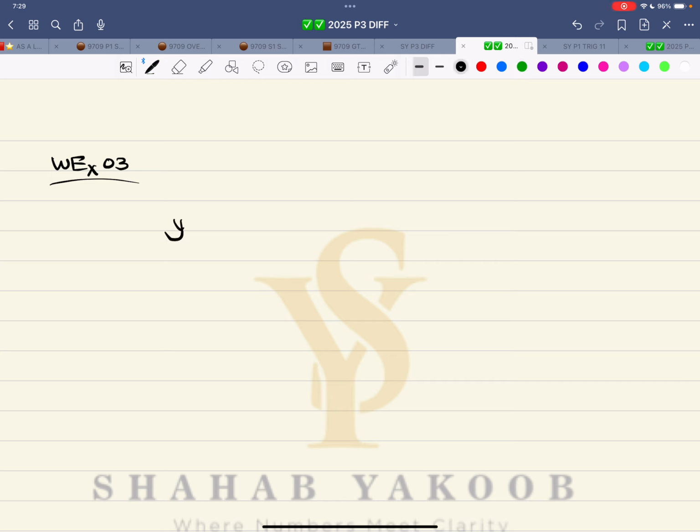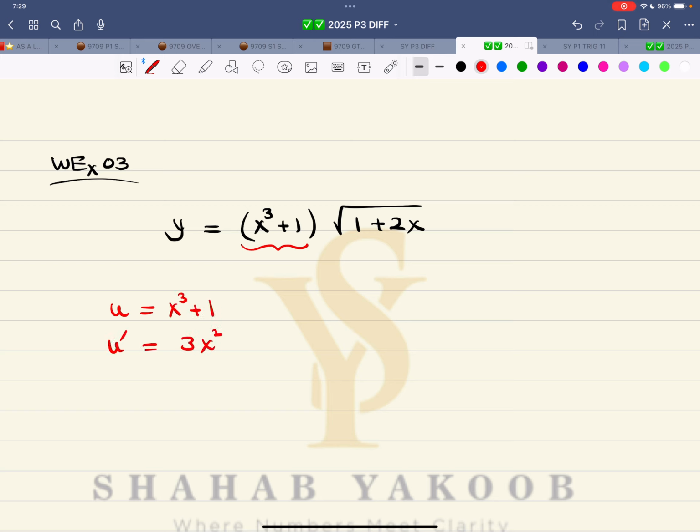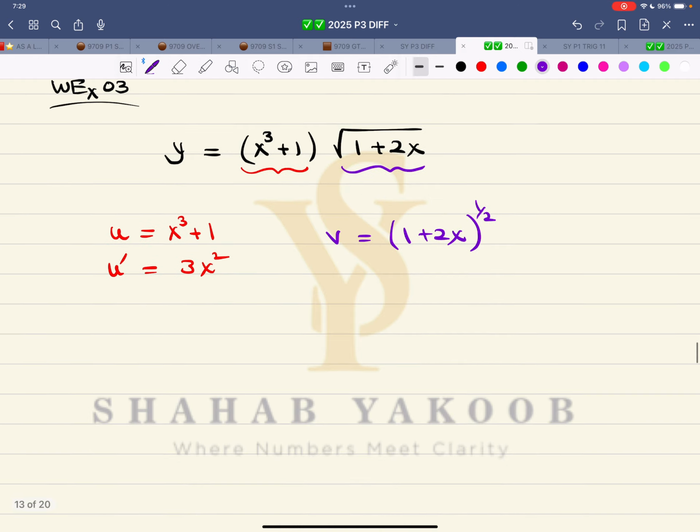So let me write y is equal to x cube plus 1 times the square root of 1 plus 2x. So again, let me write over here, this is u, that is x cube plus 1. U prime, that is 3x square. This one is v, that is 1 plus 2x raised to the power of half. Of course, in order to differentiate it, I need to use indices. And v prime, that is half times 1 plus 2x to the negative half, derivative of bracket is 2.